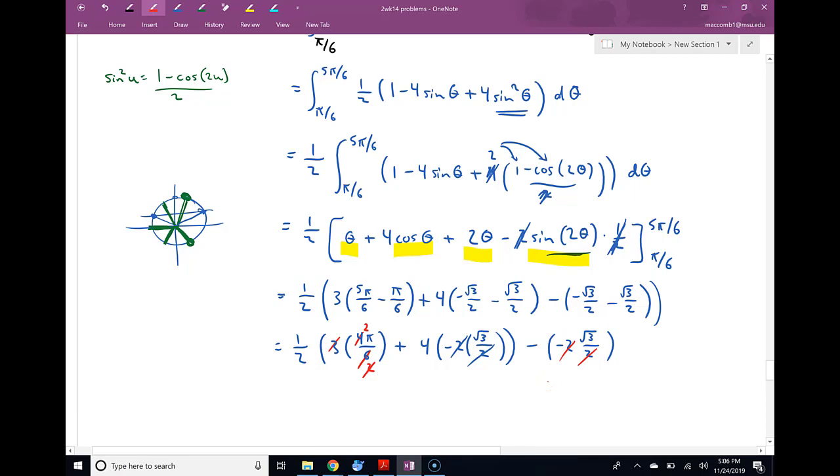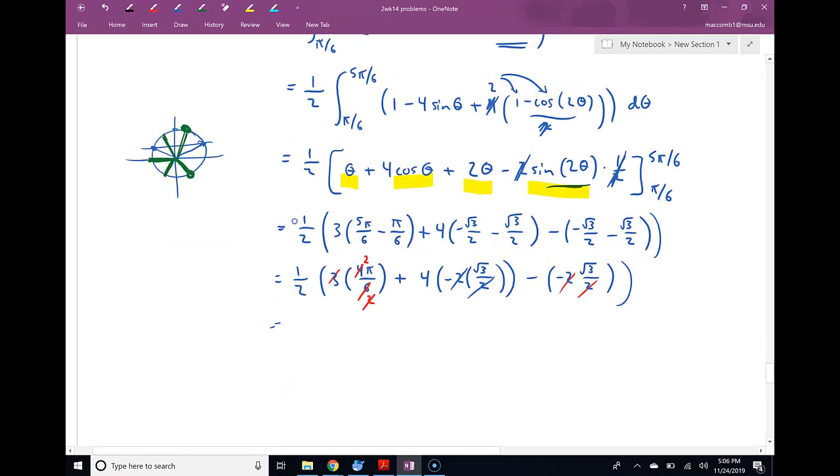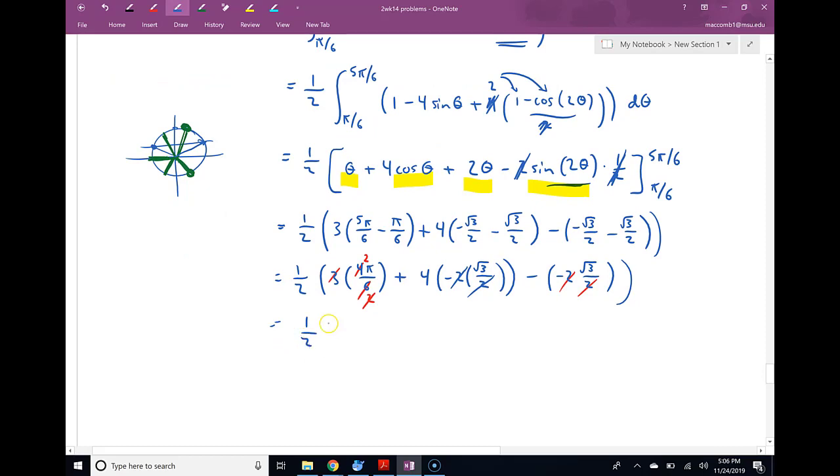There we go. And so let's see what we have here. Close parentheses. We have 1/2, and we have 2 pi right here. This is going to be, with that negative sign, minus 4 root 3's. And then here we have minus a negative, so plus a root 3.